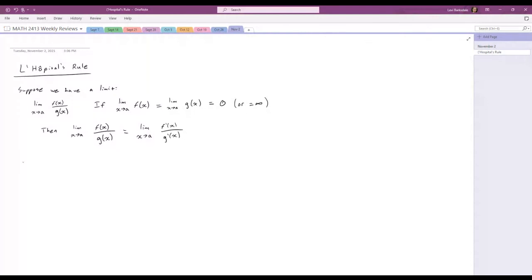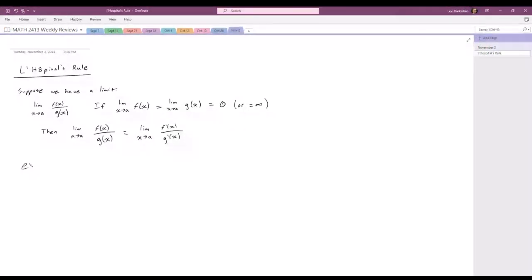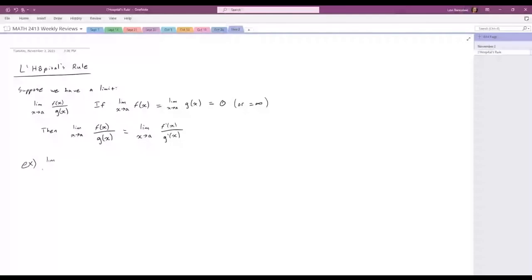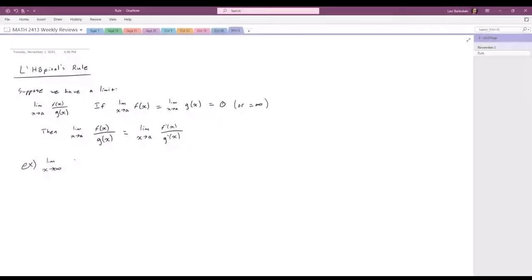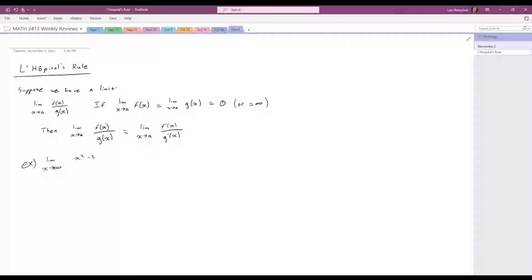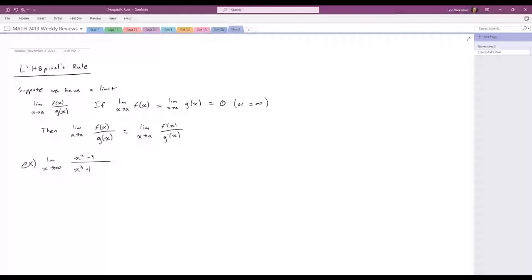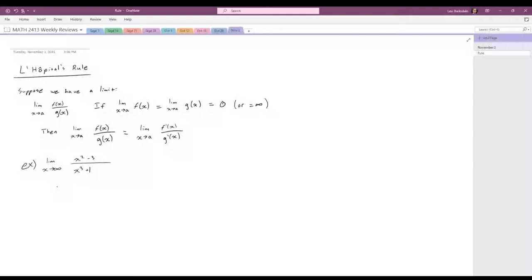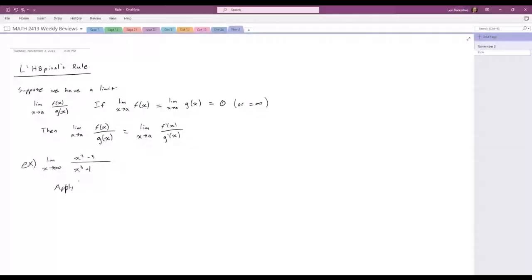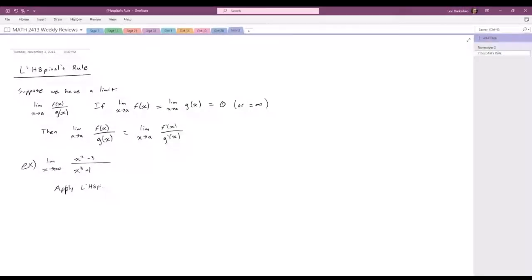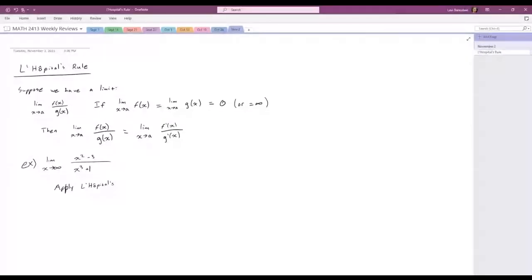So let's do a quick example. Let's say we have the limit as x goes to infinity of (x squared minus 3) over (x cubed plus 1). Well, if we take the limit as x goes to infinity, we can see on top we have infinity because x squared goes to infinity, and on bottom we also have infinity. So then we can apply L'Hopital's because our top function and our bottom function both go to infinity.